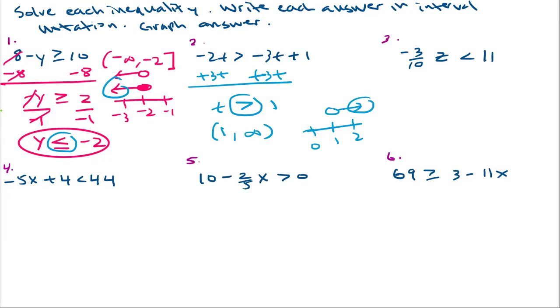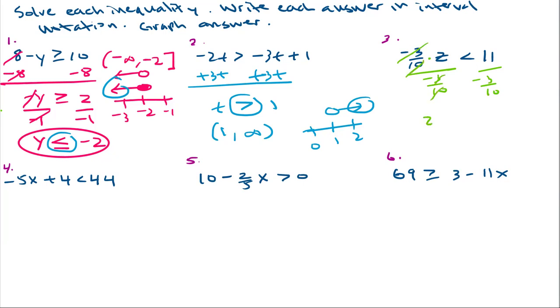For the next one, we have -3/10 z is less than 11. Remember the operation happening between the fraction and the variable is a multiplication. So we can divide both sides by -3/10. Or an easier way is to just multiply by the reciprocal. That's what I'm going to do. For those who want to do it this way, that's fine.